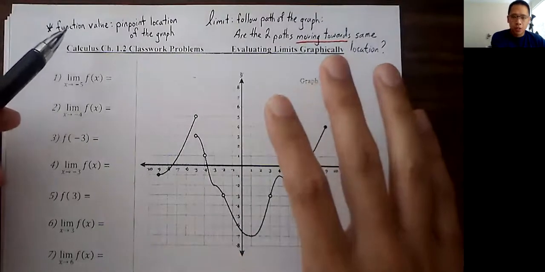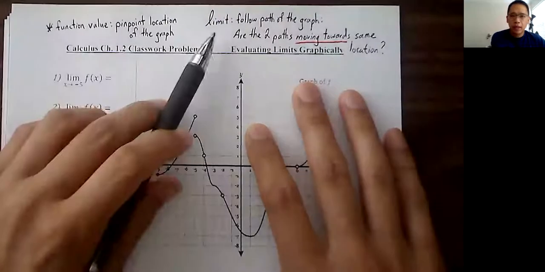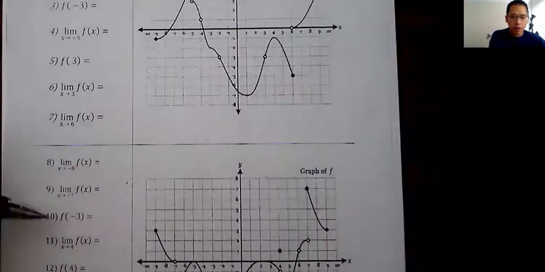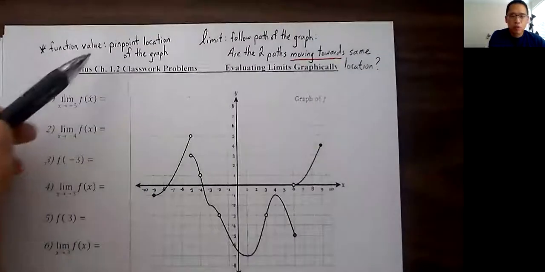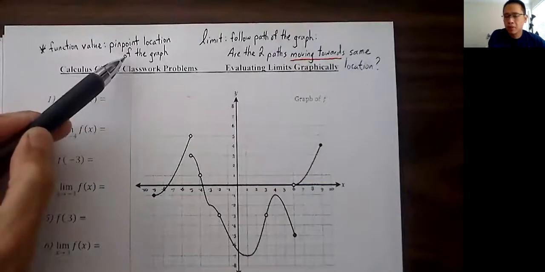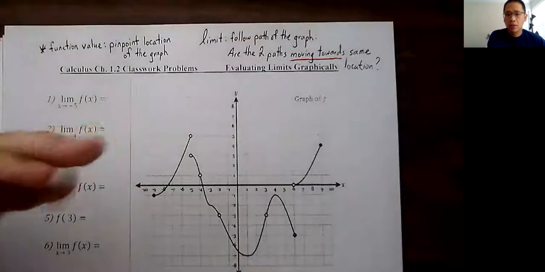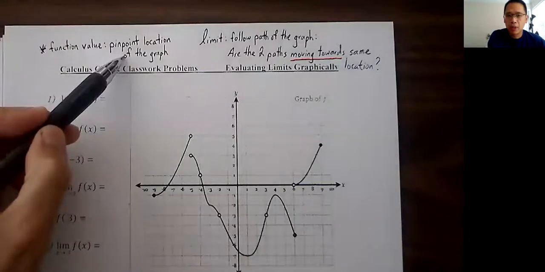There is a distinction between function value and limit. Function value, such as f of -3, f of 3, we're just pinpointing the location on the graph. We don't care about the behavior of the graph or what's around that location. We just want to pinpoint the location of the graph.